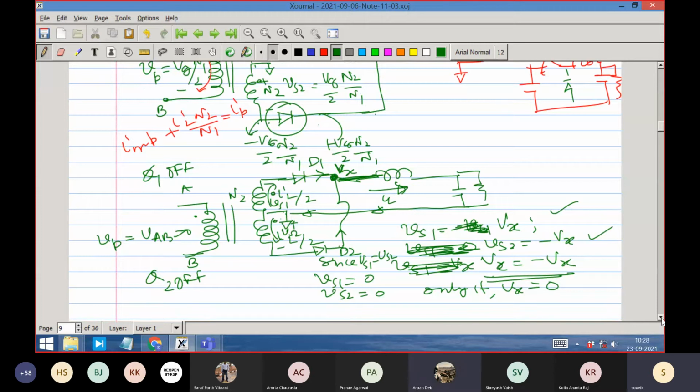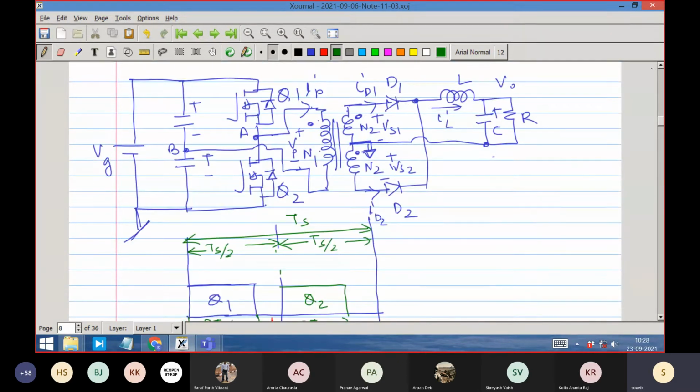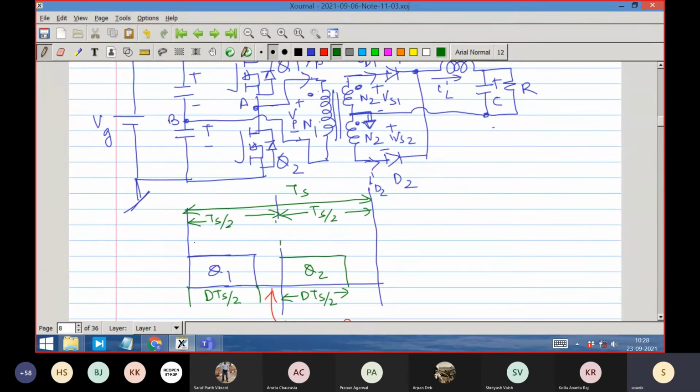So during this duration, when Q1 and Q2 are both off, what will be the nature of the inductor current? You can guess it. It will be just like a buck converter. Let me draw the inductor current here. I will draw the inductor current during on time. It had gone up. And the inductor current, when Q1 and Q2 are off, will go down and reach exactly the same level as this.